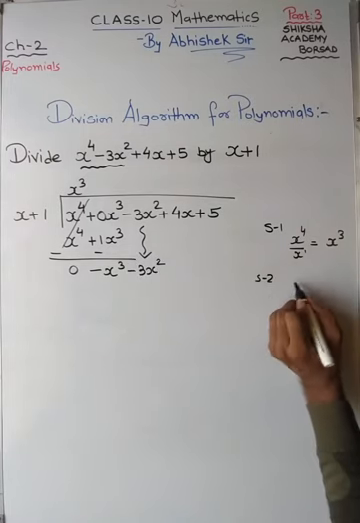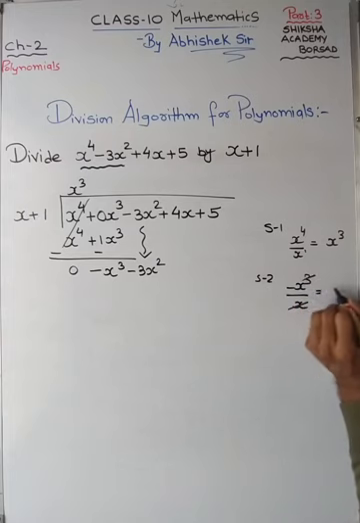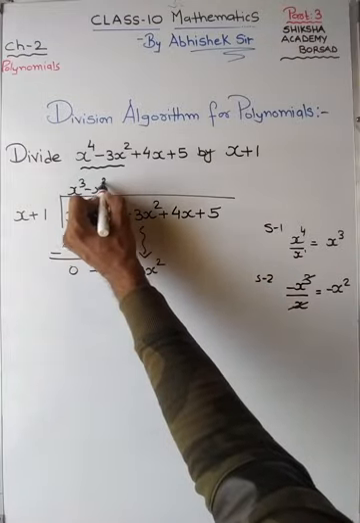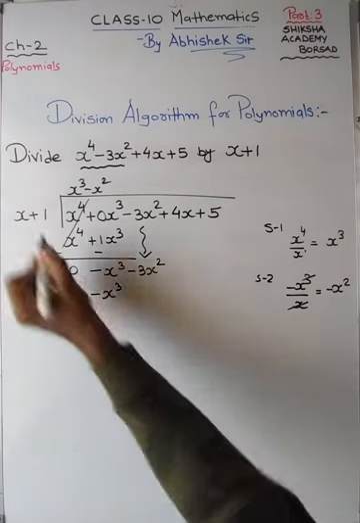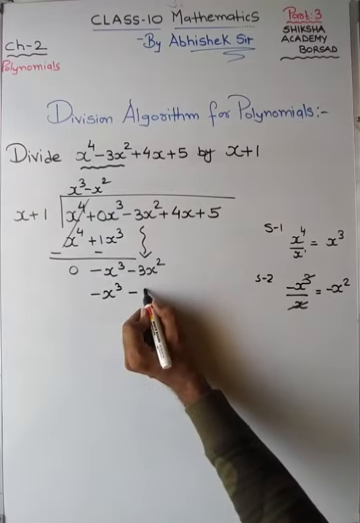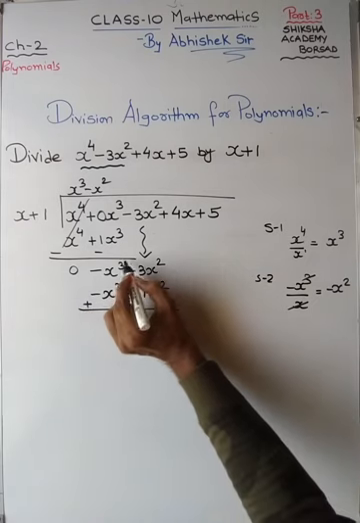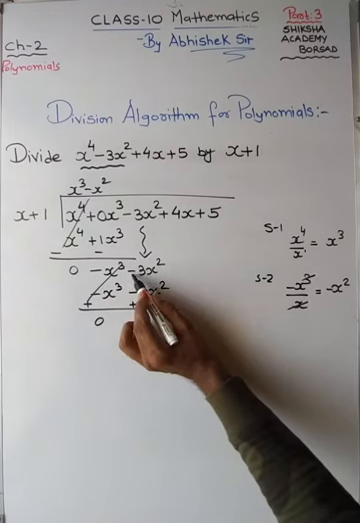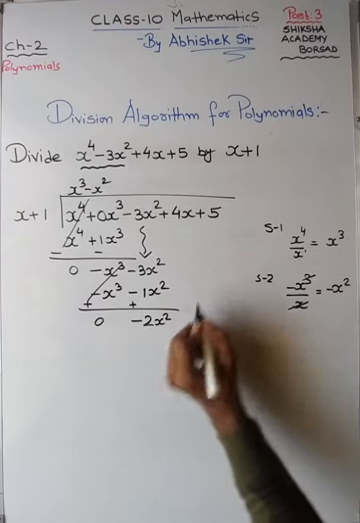Step 2: minus x cube upon x. So x will be cancelled, it will be minus x square. Minus x square into x is minus x cube. 1 into minus x square is minus 1x square. Sign change, this is cancelled. Minus 3x square plus 1x square gives minus 2x square.